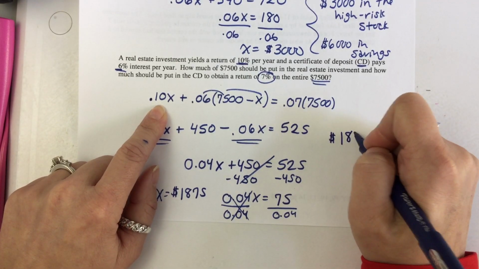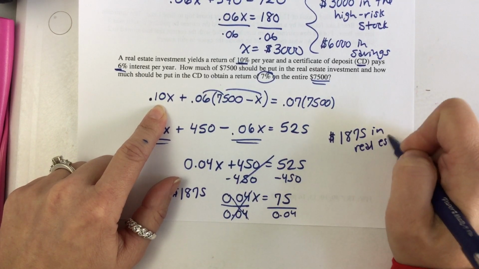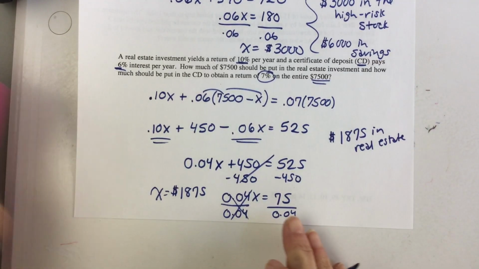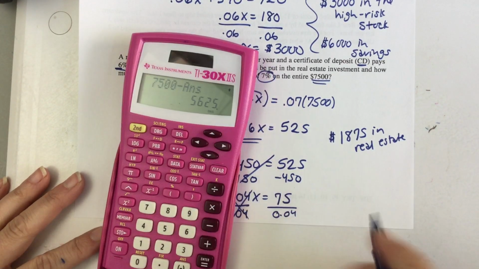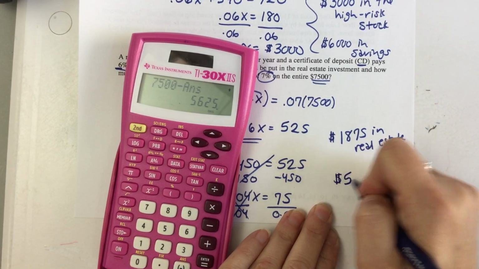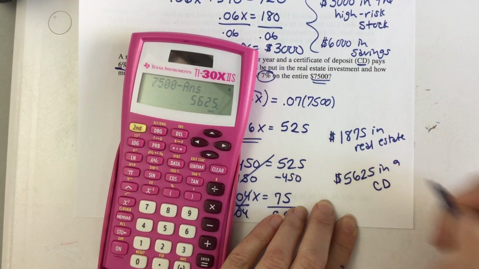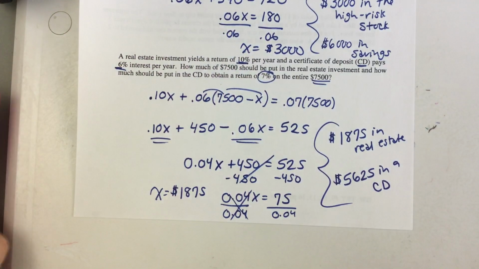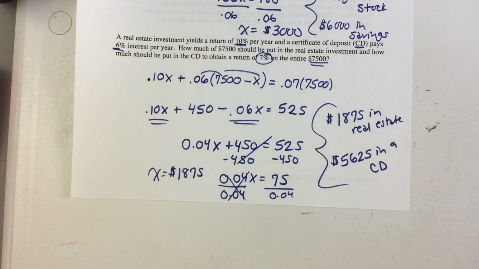So we want $1,875 in real estate. Now if I take my 7,500 minus my 1875, I should put $5,625 in a CD. So that's how you would be able to get 7% interest on your 7,500.